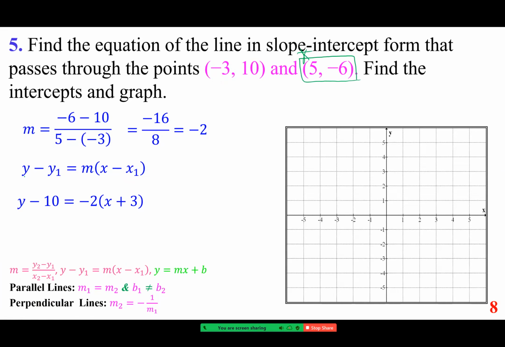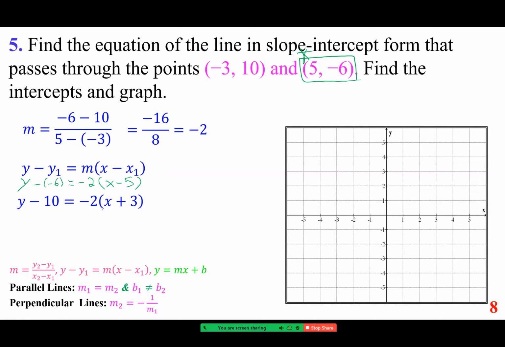If I were to use this point, then I would have y minus negative 6, which means y plus 6, equals m, which is negative 2, times x minus x sub 1, and this time it is 5.